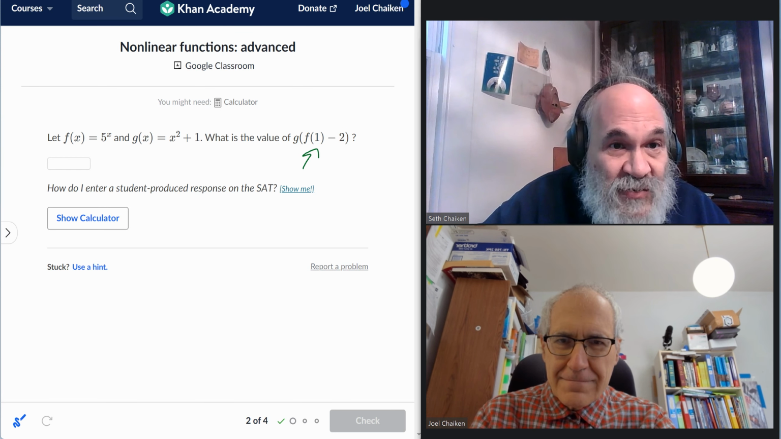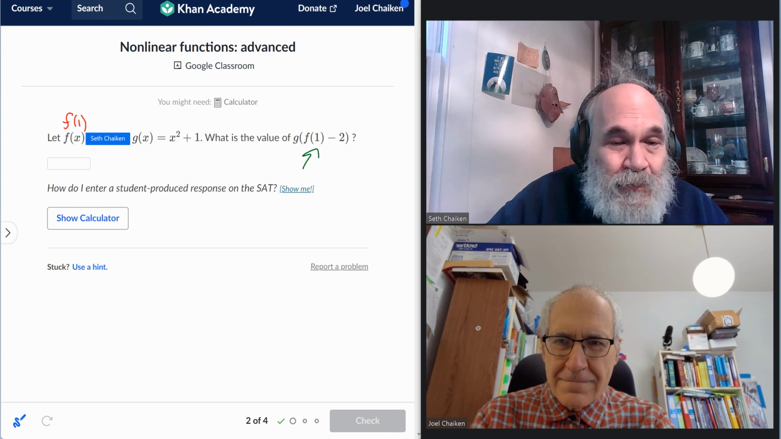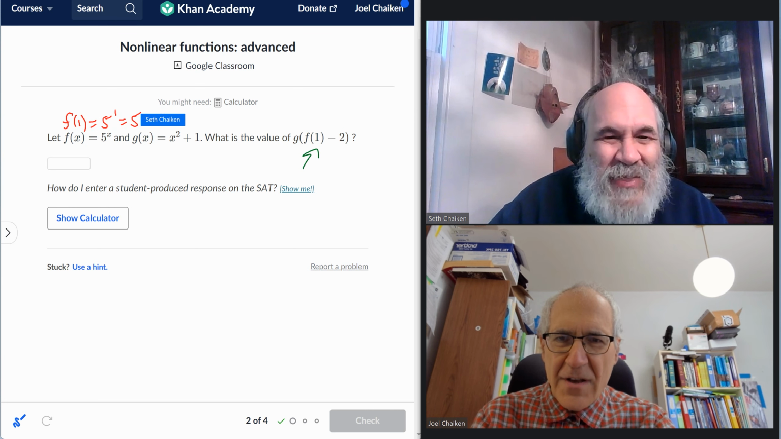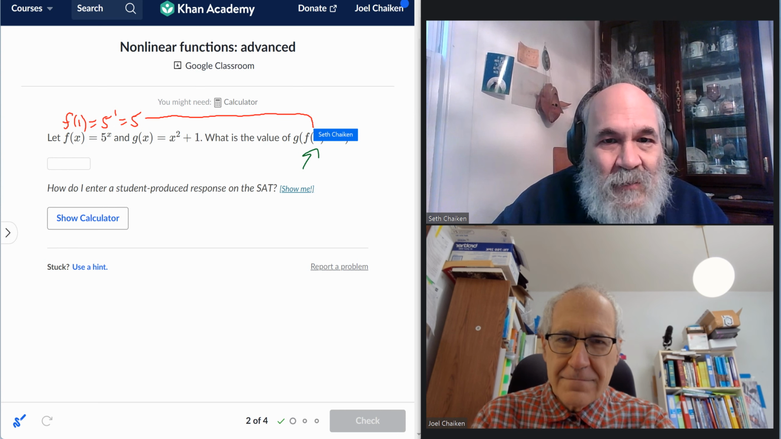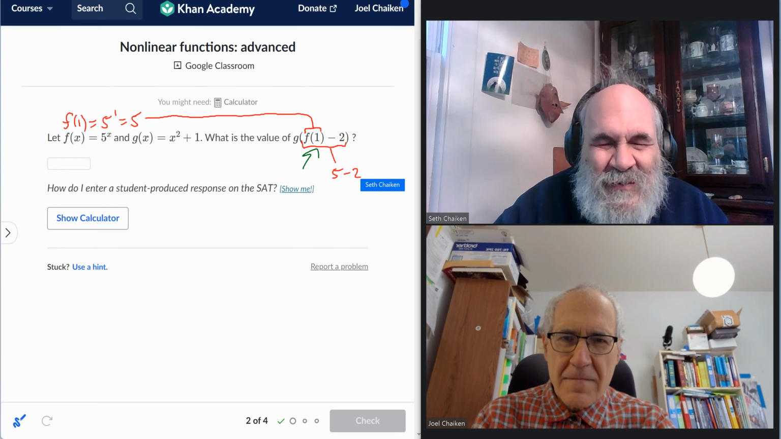I use what's written on the question. I write f of 1 equals 5 raised to the 1st power, which is 5. Now, this 5 is the value that's over here. And so the value on which g is applied is 5 minus 2, which is 3. So then I need to calculate g of 3.